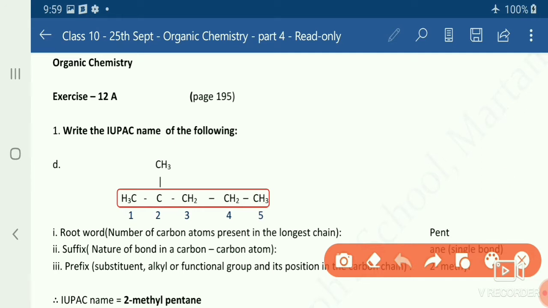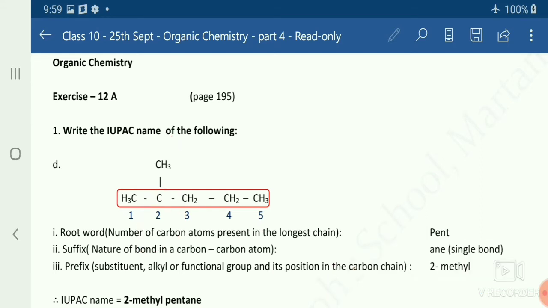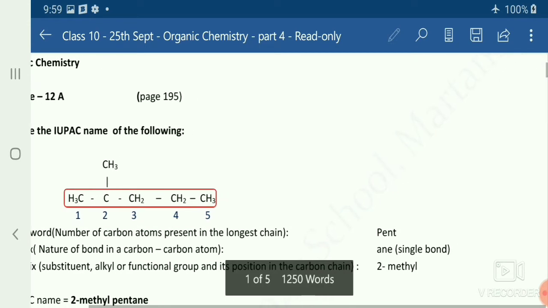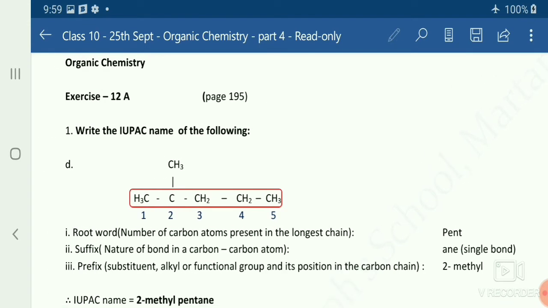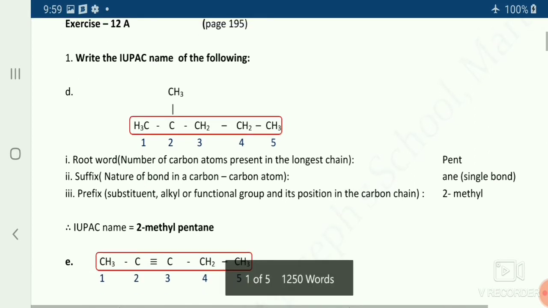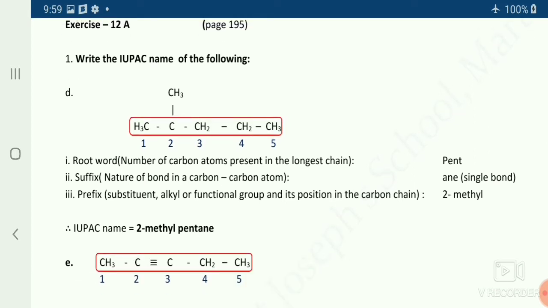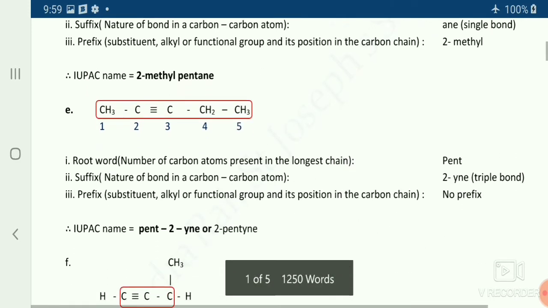And lastly the prefix, the branch which is attached to the longest chain. So what is attached? Methyl is attached. So what is the position? 2. So therefore what are you going to write? You will write the prefix as 2-methyl. So the IUPAC name will be 2-methylpentane, 2 hyphen, okay, not comma, 2 hyphen methyl pentane. Clear? Now we go to the next one.